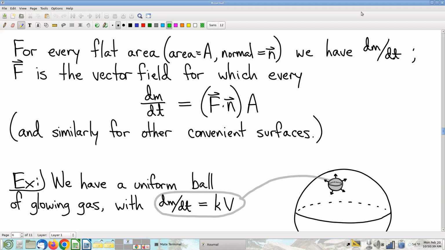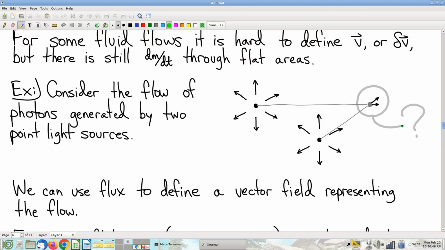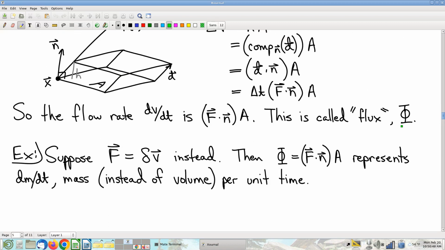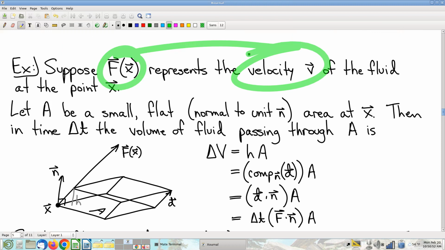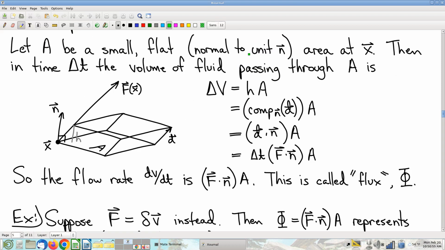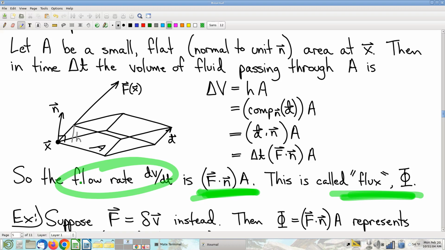All right, so here's where we were last time. We were talking about vector fields and flux. Let me go back to where we did a couple of observations. If your vector field represents velocity, then this thing called flux, this formula right here, was the answer to a very reasonable question, namely, how much water is coming out of my water hose? What's the volume per unit time?